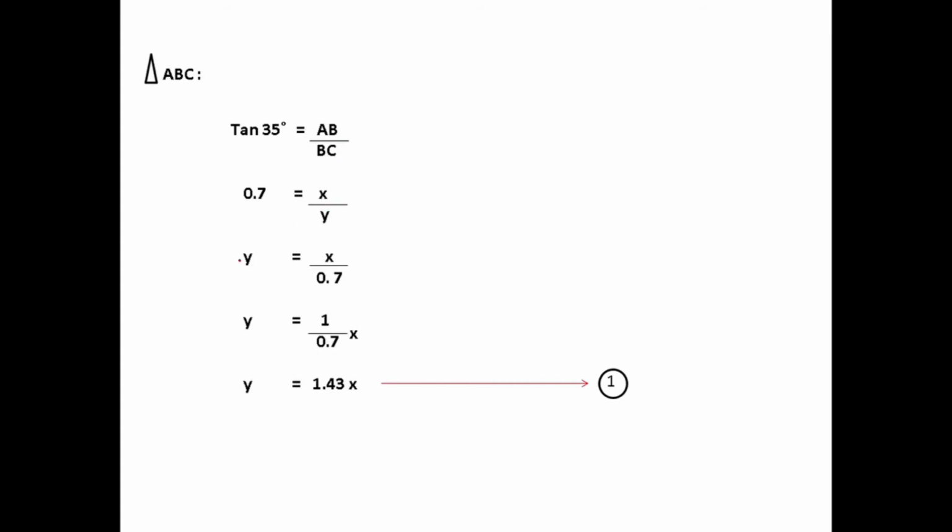After that, y will change place with 0.7, and this x we will assume as 1. So it will be y equals 1 over 0.7. So the first equation is y equals 1.43x. So this is the first equation. Next, I will pass to Firdaus.